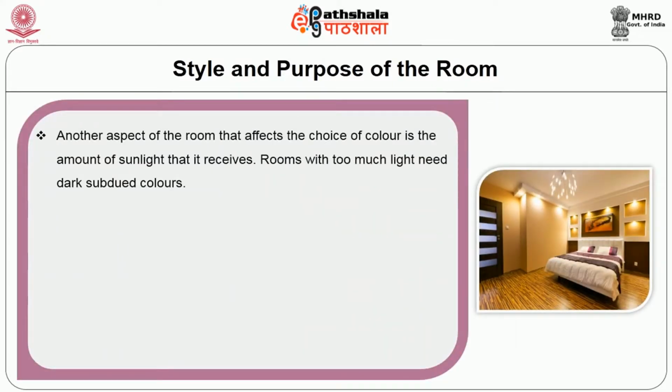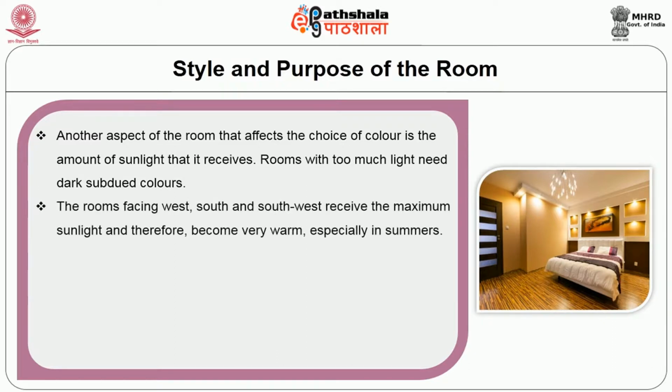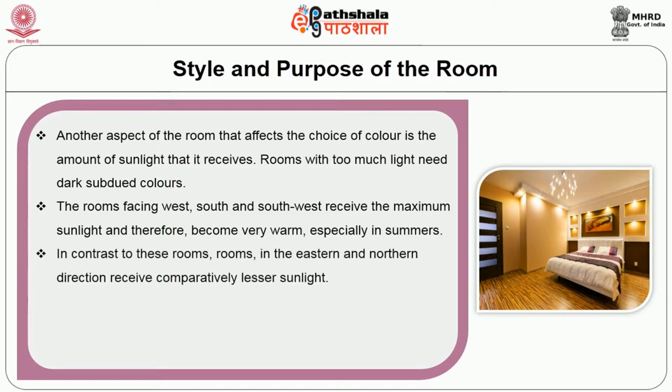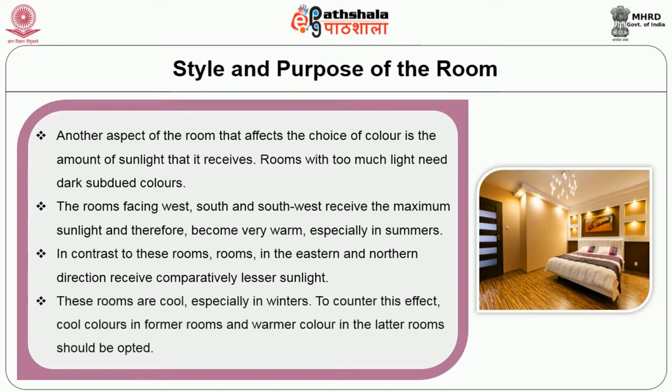Another aspect of the room that affects the choice of color is the amount of sunlight that it receives. Rooms with too much light need dark, subdued colors. The rooms facing west, south, and southwest receive the maximum sunlight and therefore become very warm, especially in summers. In contrast, rooms in the eastern and northern direction receive comparatively less sunlight. These rooms are cool, especially in winter. To counter this effect, cool colors in the former rooms and warmer colors in the latter rooms should be opted for.